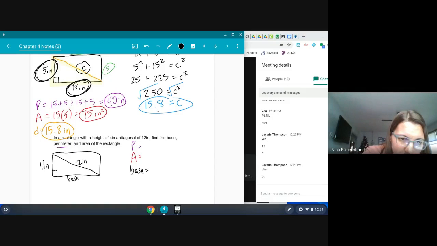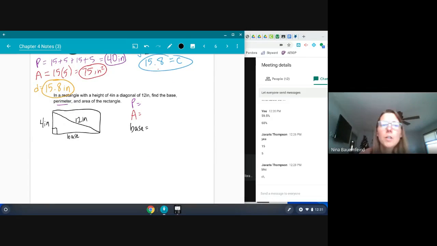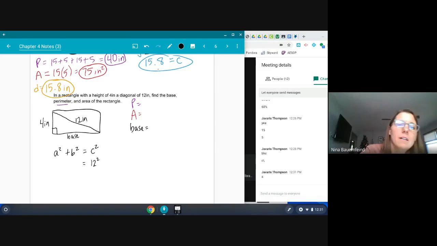But we have a right triangle. So this 12 is going to be C. So we're going to go 12 squared. Do you guys want 4 to be A or B? It doesn't matter. A? All right. So we'll go 4 squared plus B squared. 4 squared means 4 times 4, which is 16. Plus B squared equals 12 squared, or 12 times 12.